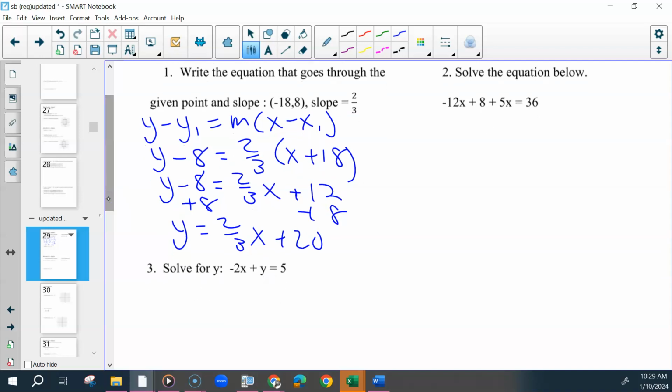For number 3, solve for y. You are trying to get y by itself. So solving the equation so that y is by itself, get rid of 2x, so that we have y equals 2x plus 5. That's it.